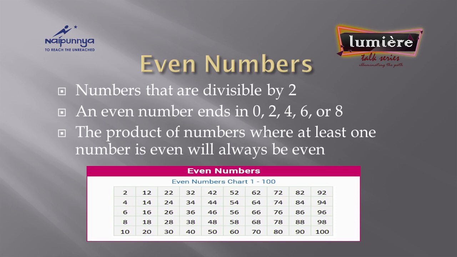The list of even numbers from 1 to 100 is shown in the figure. While checking these numbers, you can understand that all these even numbers end with the digits 0, 2, 4, 6 or 8, as we said earlier.